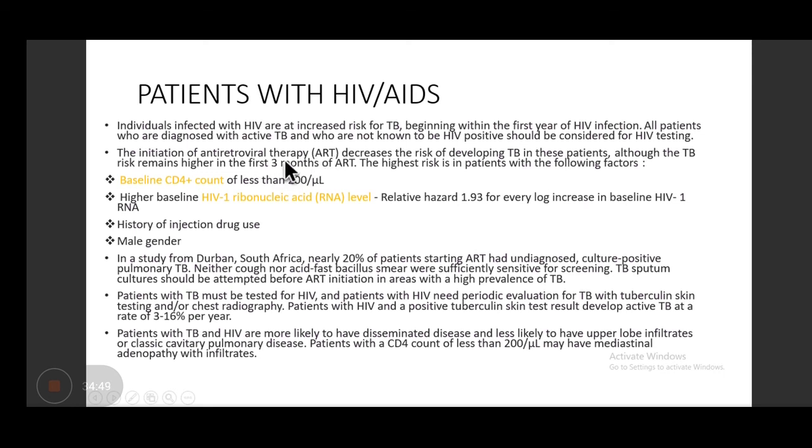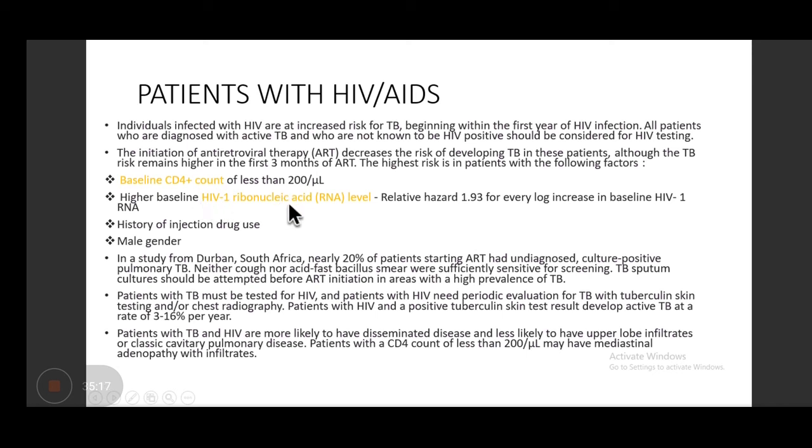Although the TB risk remains higher in the first 3 months of ART, the highest risk is in patients with the following factors. In HIV patients, the highest risk for TB is in those with a baseline CD4 count of less than 200. That is, their T cells are very much reduced, right? So, a very high amount of immunosuppression.